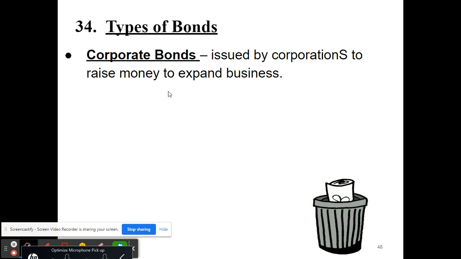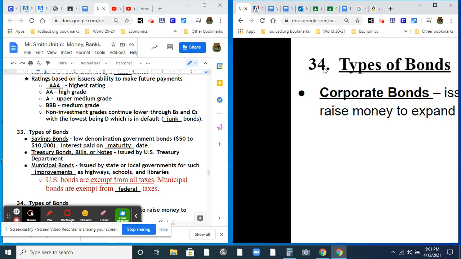There's a few more types of bonds. There's corporate bonds. These are issued by corporations to raise money.